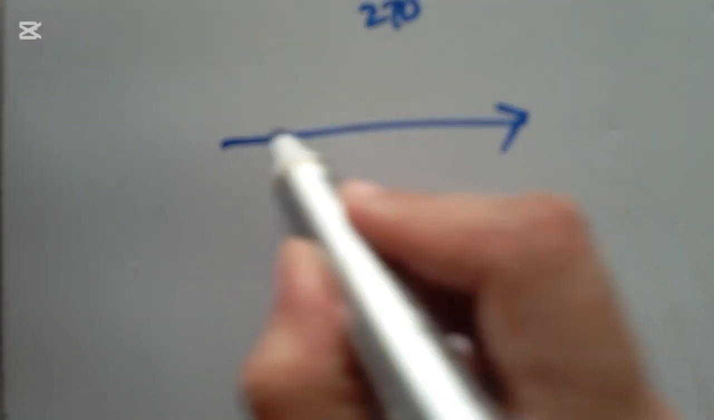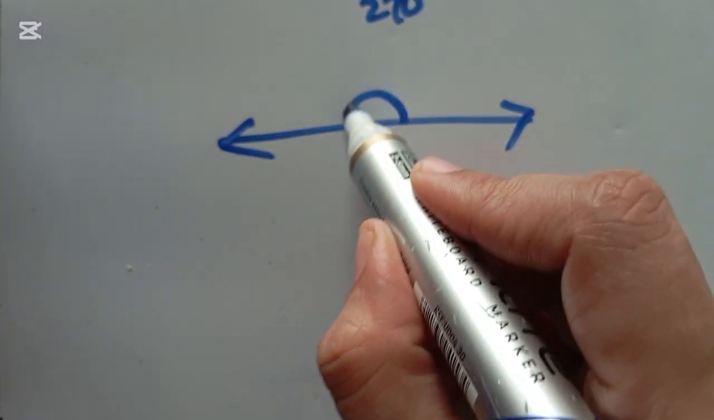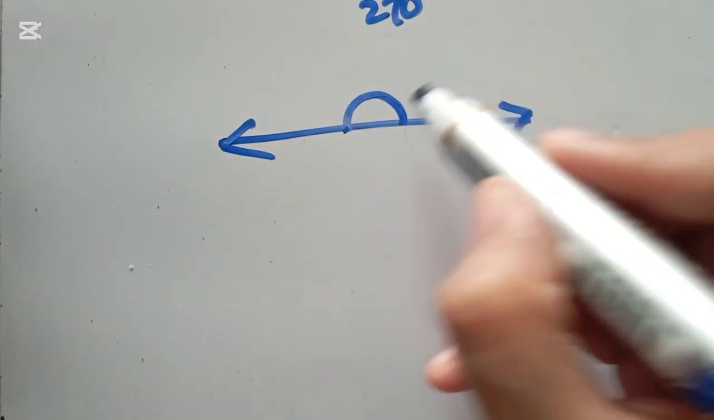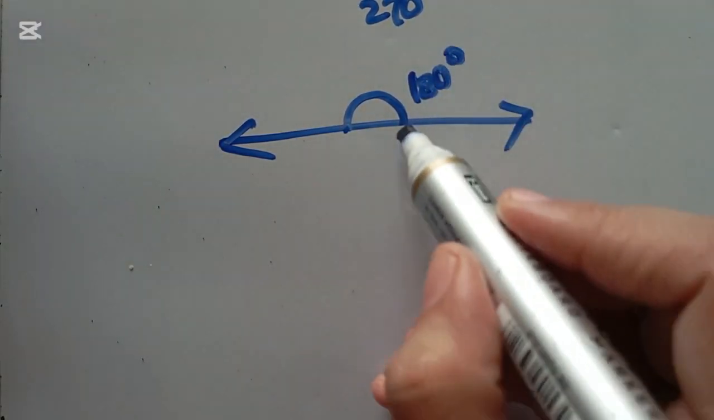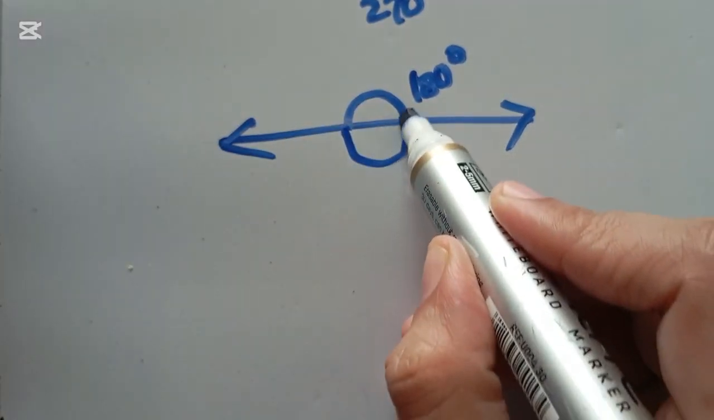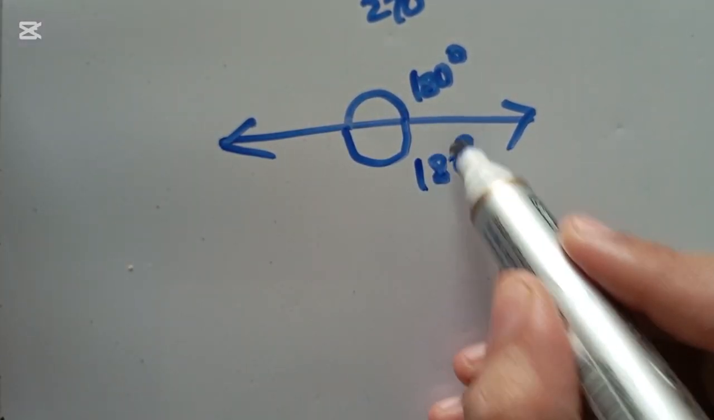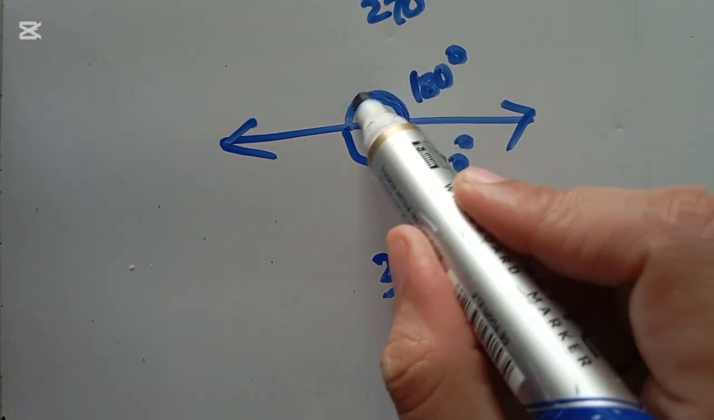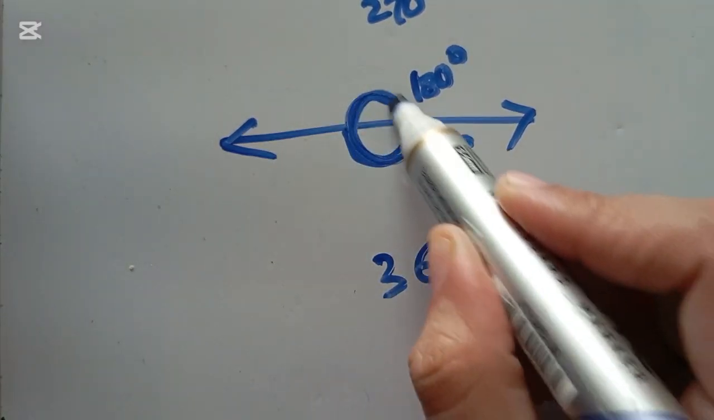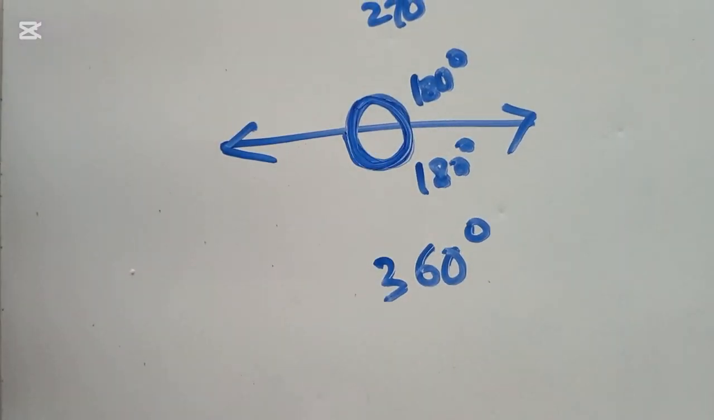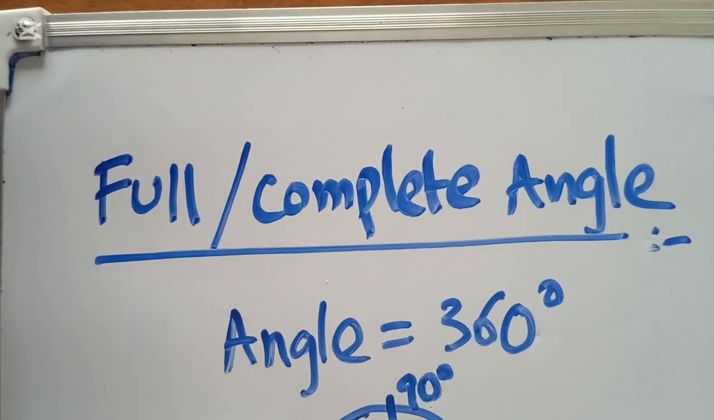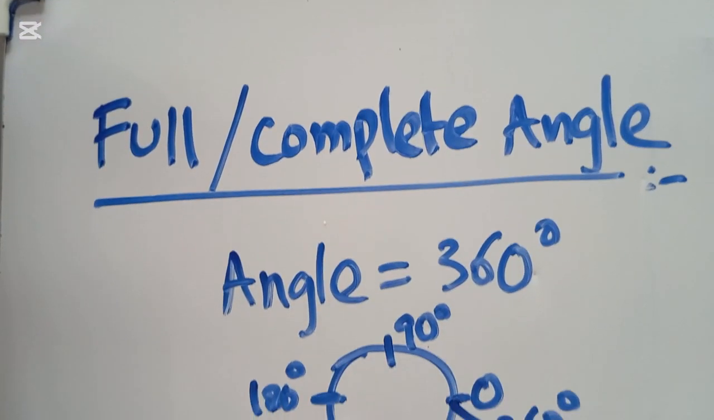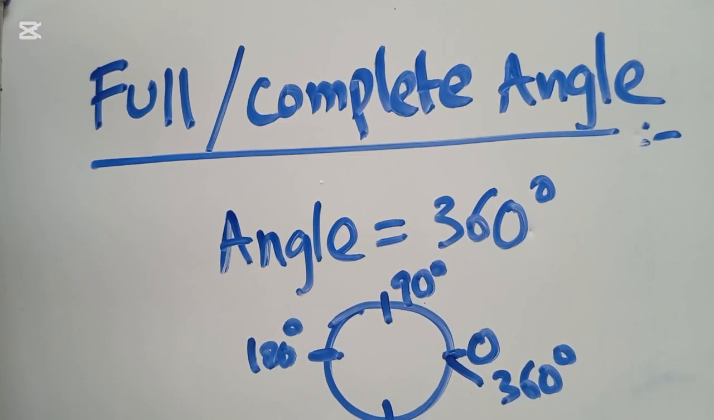Or in other words, if you just draw a straight line and you know that the total angle on a straight line is 180 degrees, if we have one more 180 degrees over here, then 180 plus 180 will give us 360. So this is a complete turn or a full angle or a complete angle. So this angle is called a full angle or a complete angle, and its value is 360 degrees.